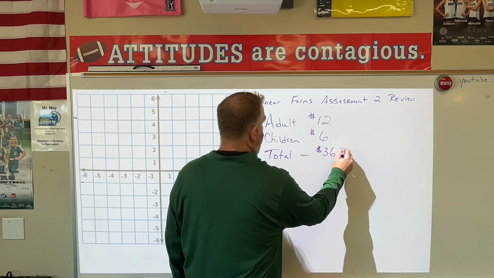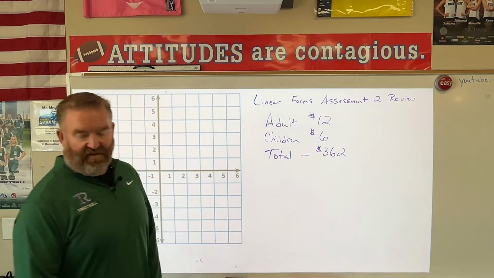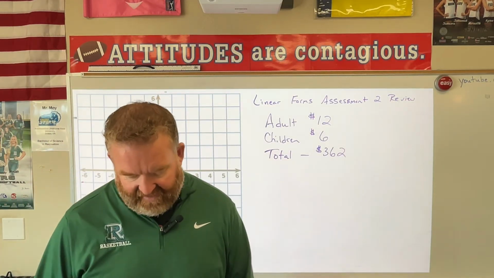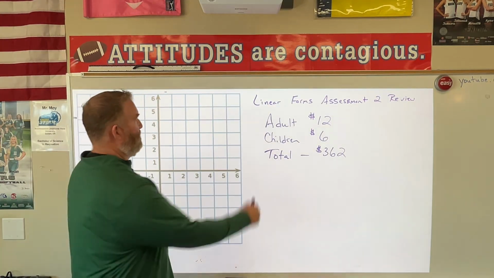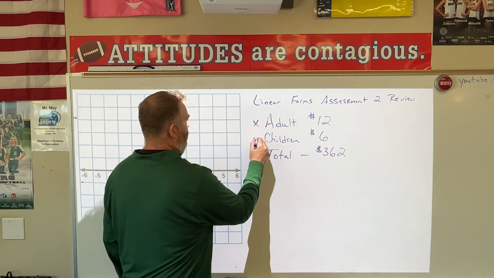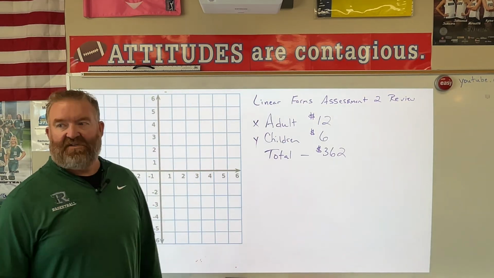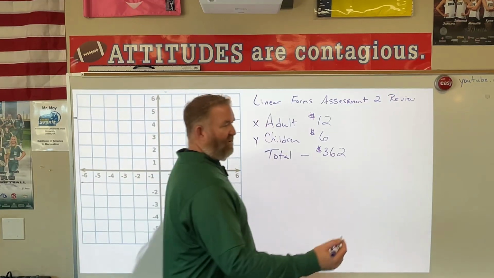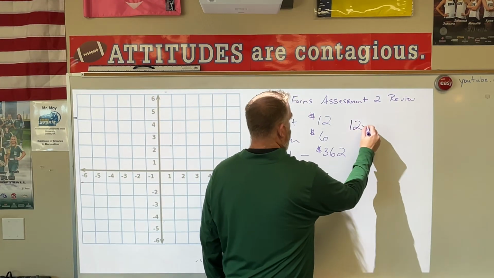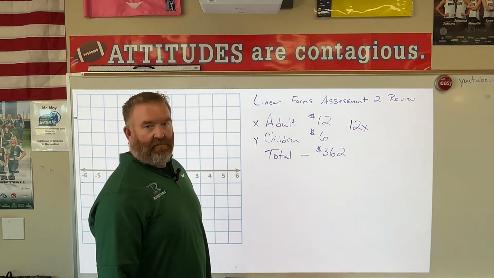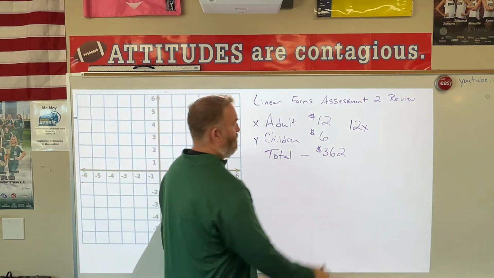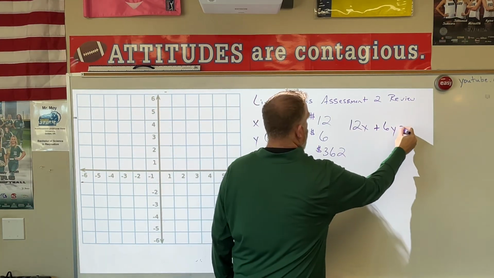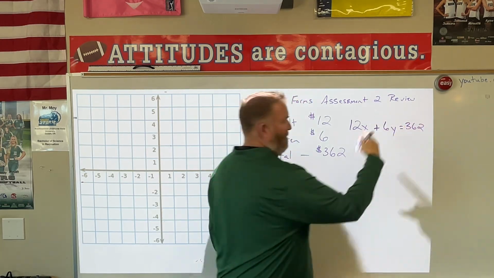They're going to ask you to write an equation. Please don't overthink this. Now it says let X represent the number of adult tickets. So it says use X for adults, use Y for children. So how would I do this? How much money were adult tickets? Let me show you how hard this is. 12X. What are children's tickets? Plus 6Y. How much total? 362. You're done.